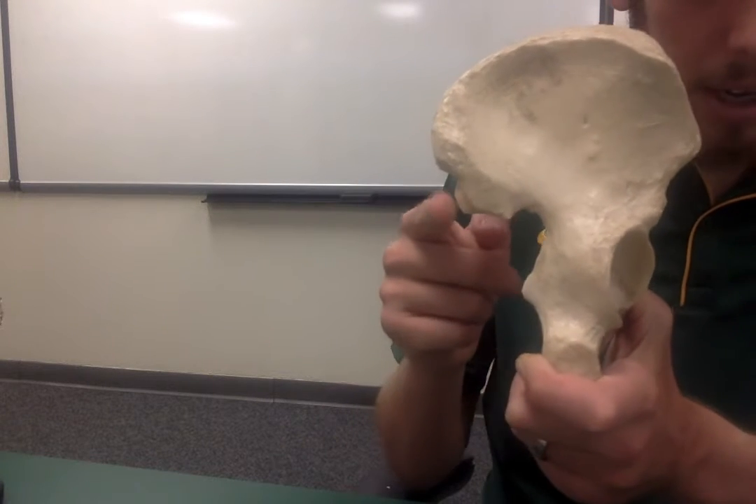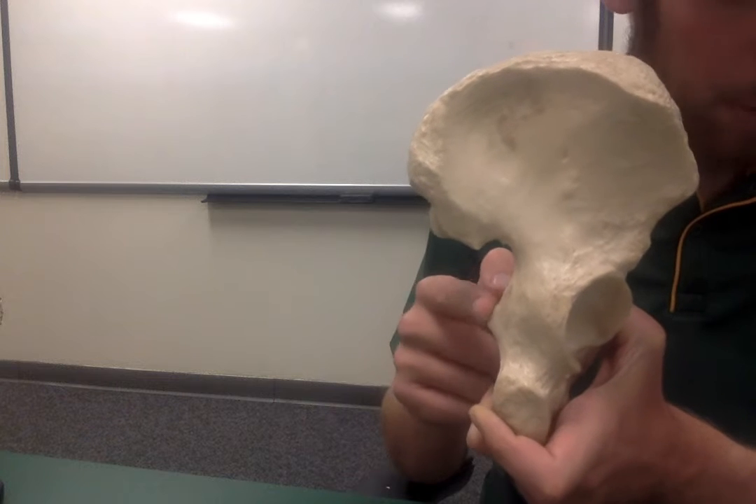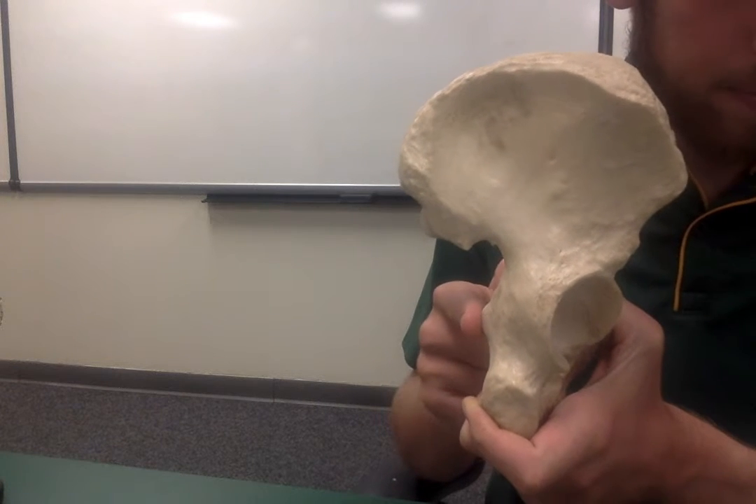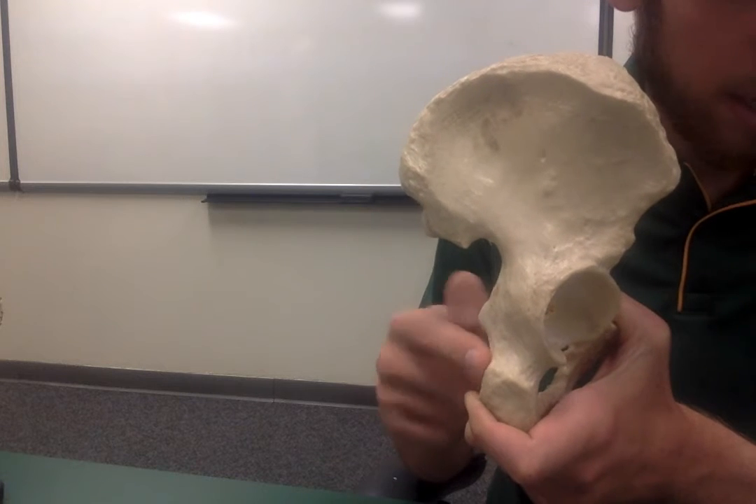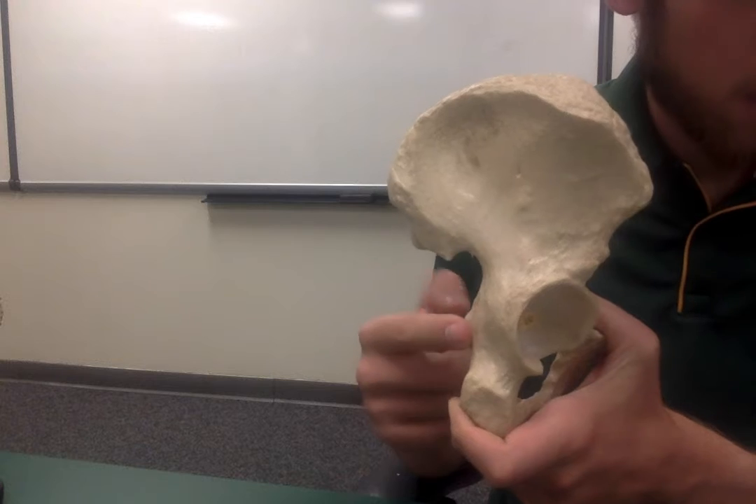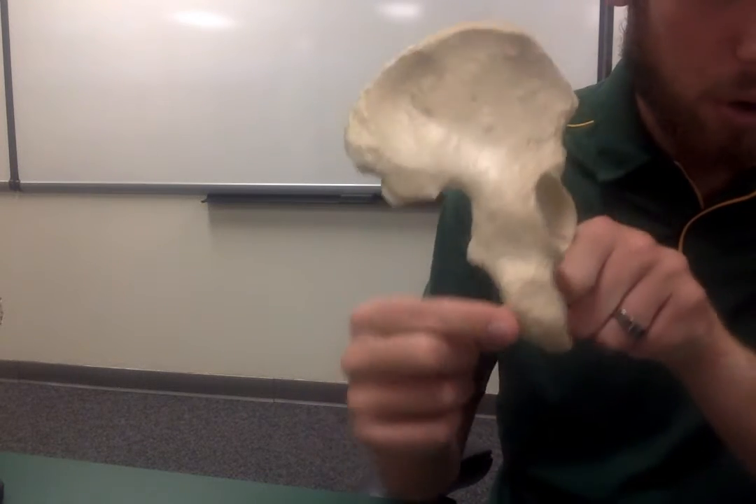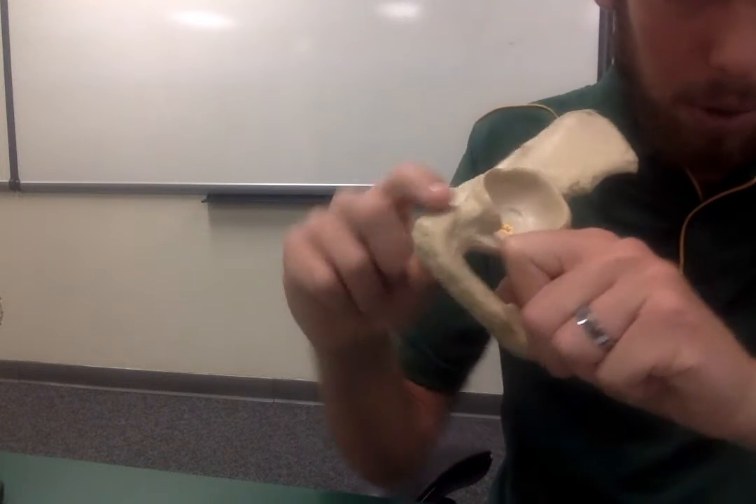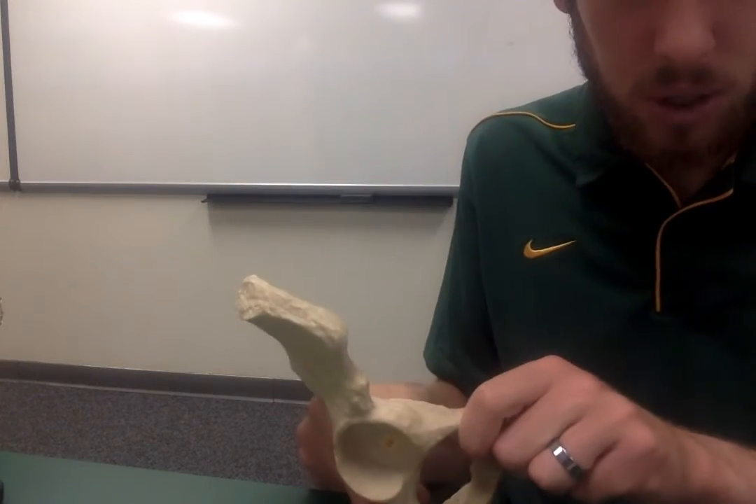If we go back here, we go through this little notch. This bump right here is the ischial spine. Beneath it we have a smaller notch. That is the lesser ischiatic notch, or the sciatic notch. Then we go to this big chunk of bone right here. This big chunk of bone that we see right there, that is the ischial tuberosity. It's what we actually sit on.